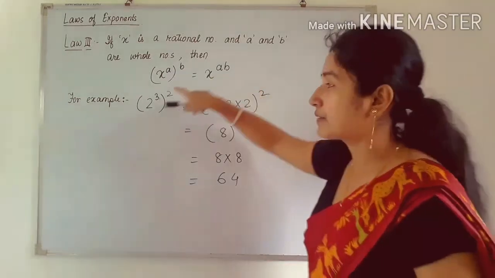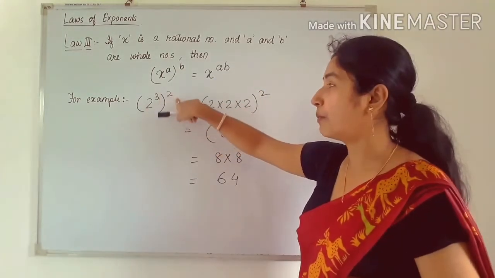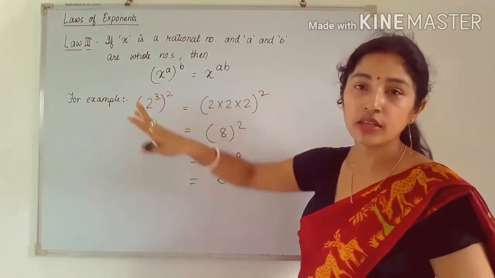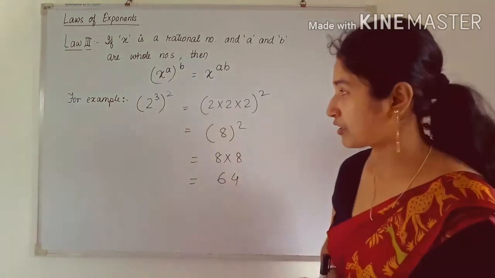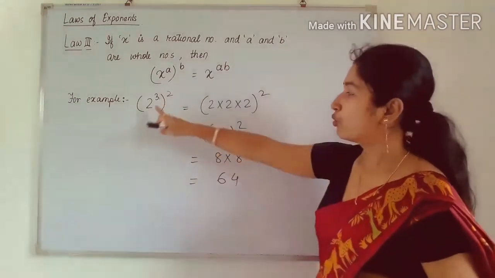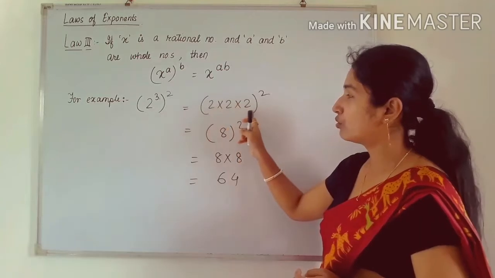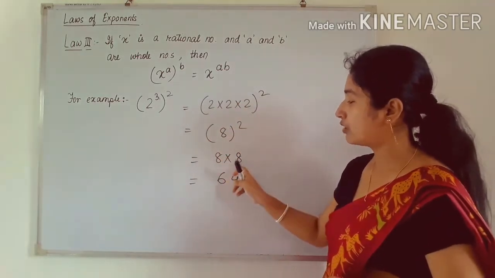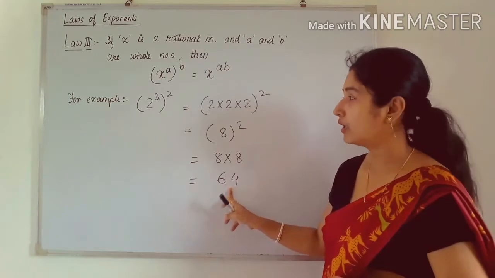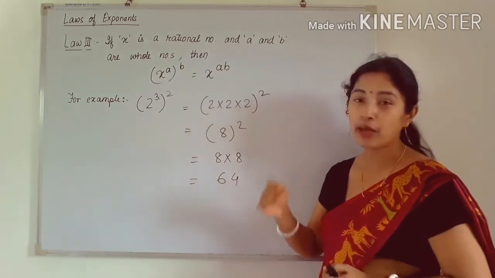See the example, 2 to the power 3 whole to the power 2. I am not using the law first. I am just expanding it and solving. 2 to the power cube will be 2 into 2 into 2, and it will be 8. And 8 to the power 2 will be 8 into 8, which is 64. Now I am applying the law.